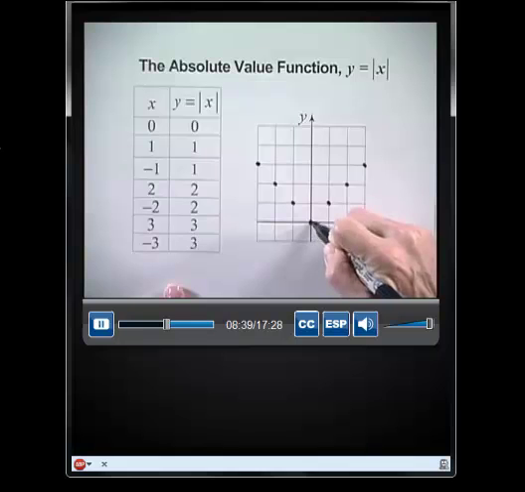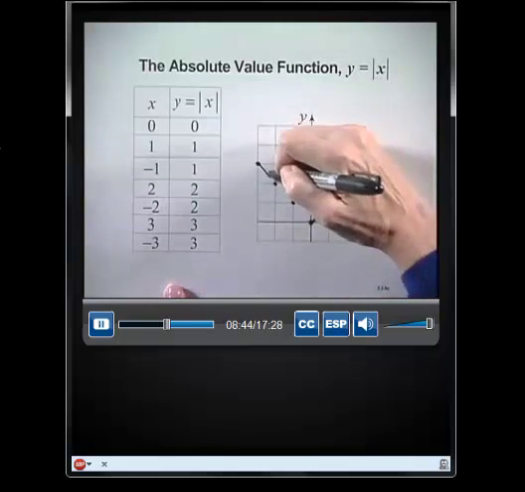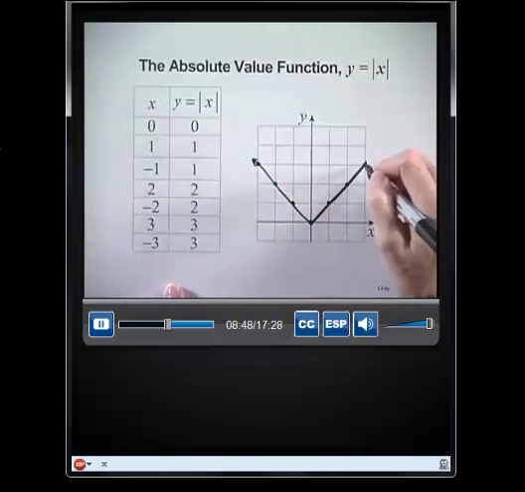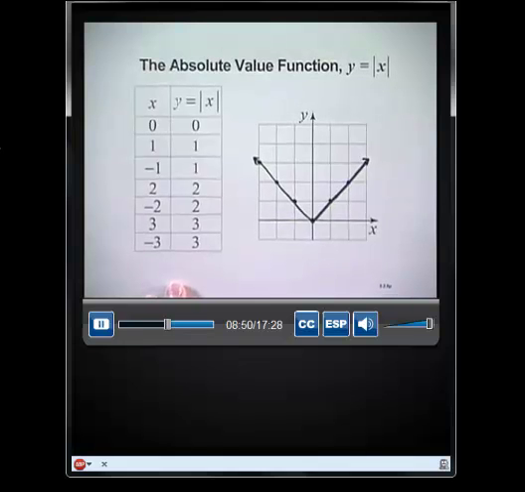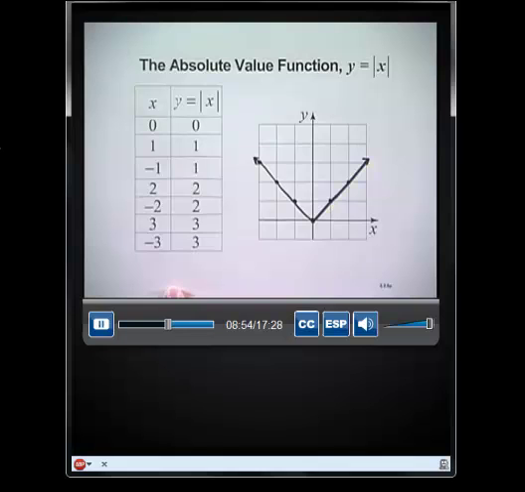And I connect these pieces, and this graph continues, and that's the graph of the absolute value function. It's V-shaped. The domain of it is from negative infinity to positive infinity. Its range is from 0 to infinity, including 0.